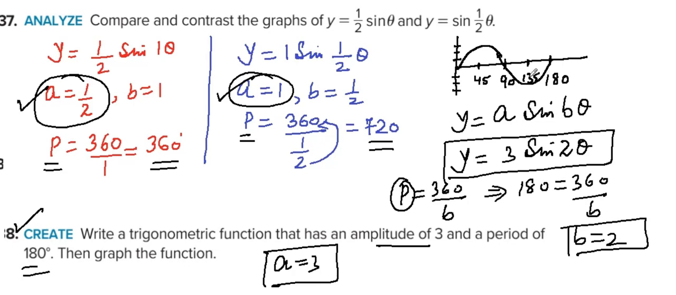This is how we are going to find out this. And if they ask for the intercepts, they are (0, 0), (90, 0), (180, 0). So this is how we are going to draw the graph of this. So be very careful in this. And if they ask for the maximum, this is the maximum, and this is the minimum.